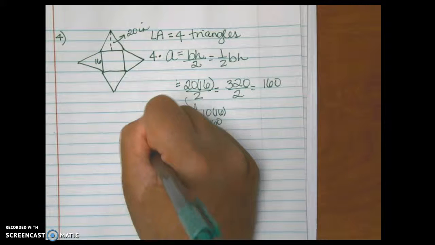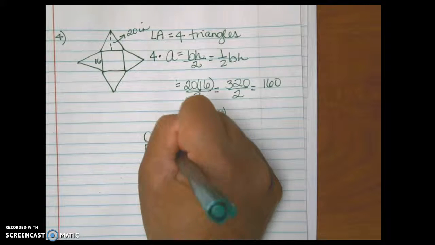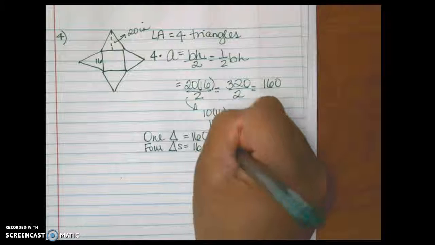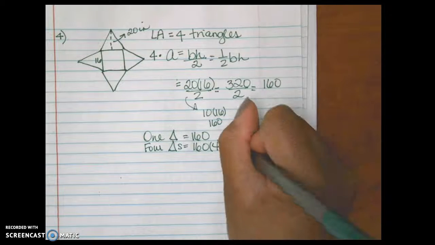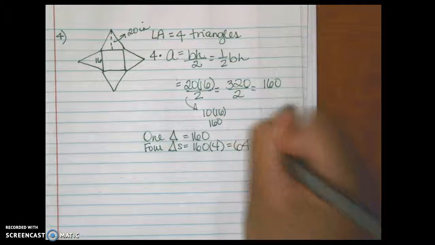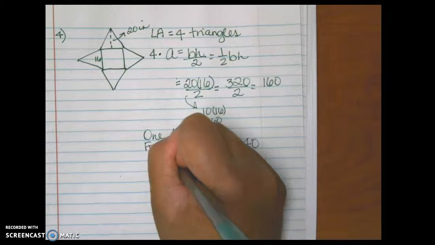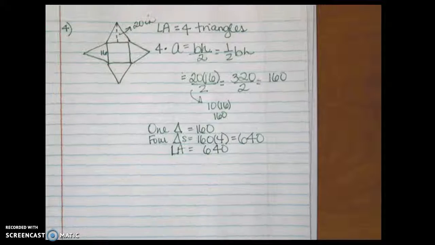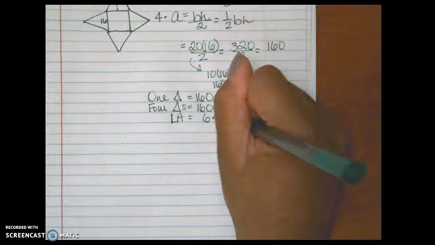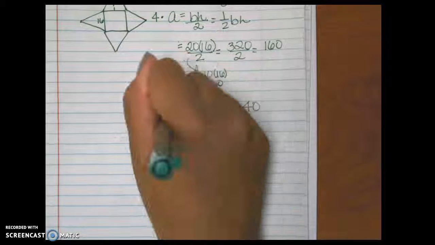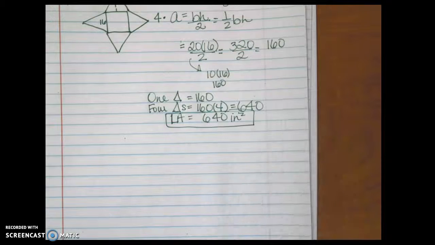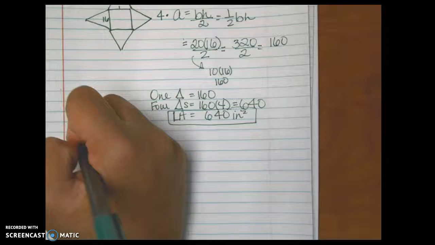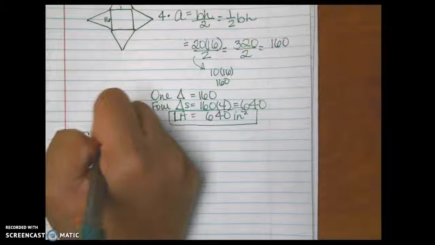Good. 4 triangles is 160 times 4. 640. This is my lateral area. Inches squared. Am I done? What do I have to do now? You have to find your TSA, your total surface area.